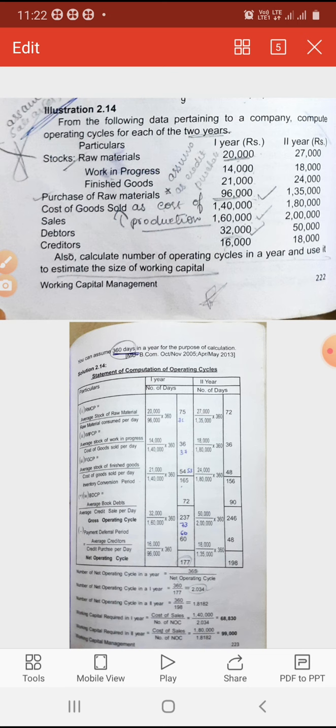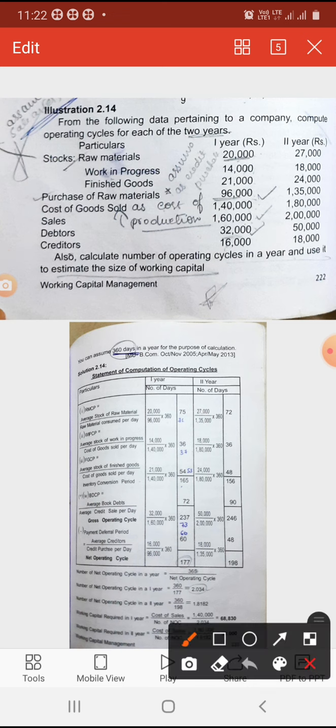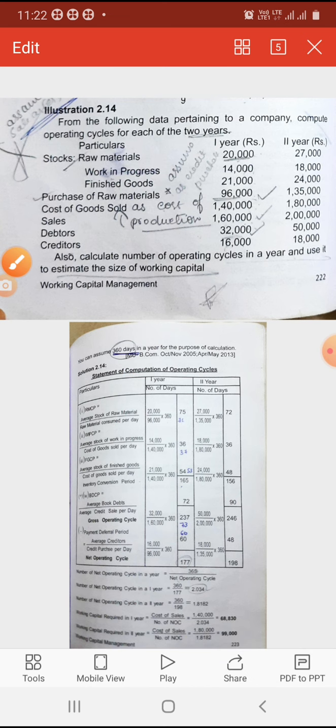Particulars: first year, second year, stock, raw materials and work in progress, finished goods, purchase of raw material, cost of goods sold, sales, debtors, creditors. Also calculate the number of operating cycles in a year, and use it to estimate the size of the working capital. Two years are given, and assume 360 days in a year, which is very important here. So 360 days you have to use.